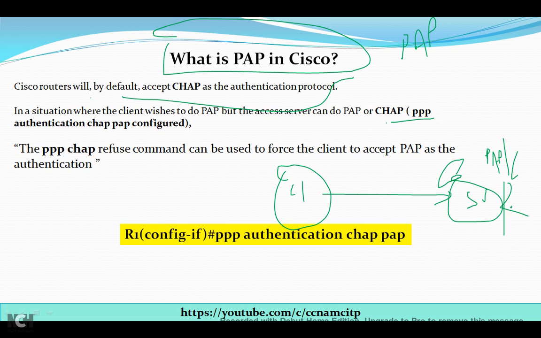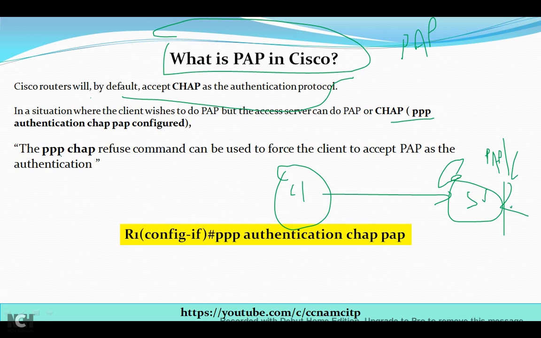This is the command to be used to configure PPP authentication, PAP CHAP like this. Or, as you see, I have taken both here, but you can take one of these two, either CHAP or PAP, or you can take both as well. We will see that in the next video. So this is the scenario. The client is trying to access this server, and this server is configured for PAP or CHAP. So what will happen here?